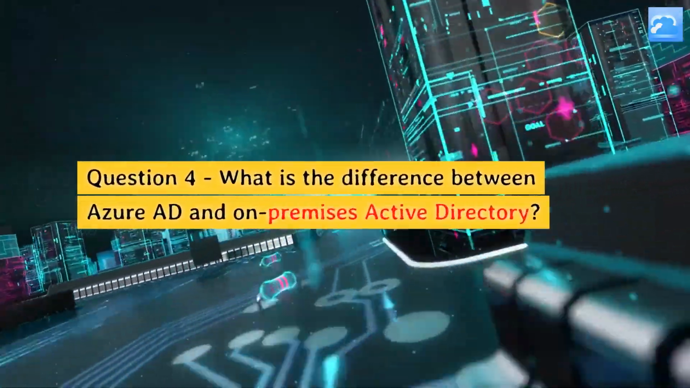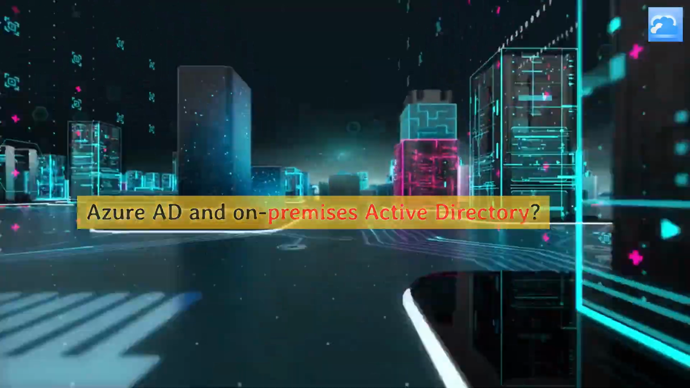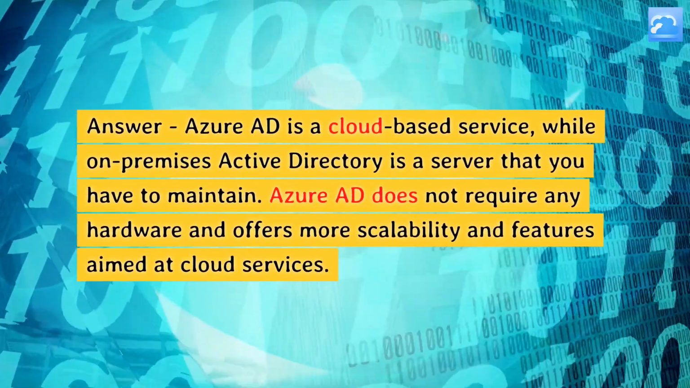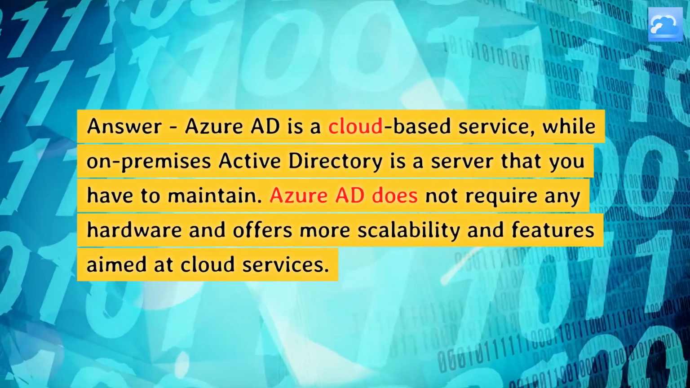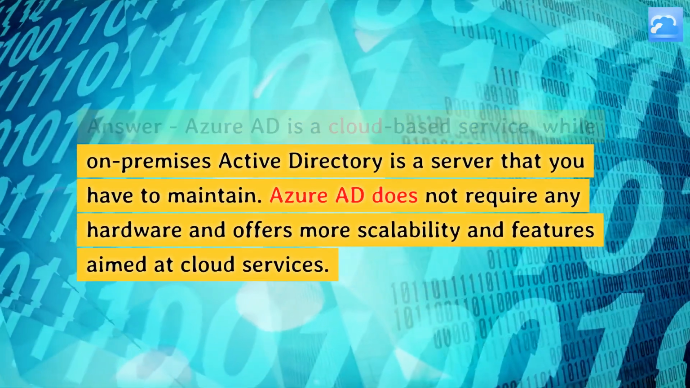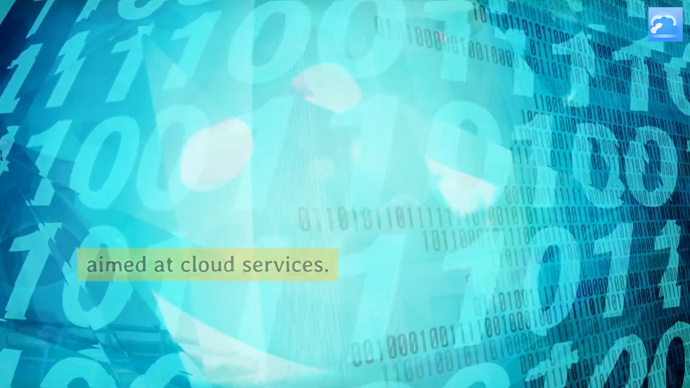Question 4. What is the difference between Azure AD and on-premises Active Directory? Answer. Azure AD is a cloud-based service, while on-premises Active Directory is a server that you have to maintain. Azure AD does not require any hardware and offers more scalability and features aimed at cloud services.